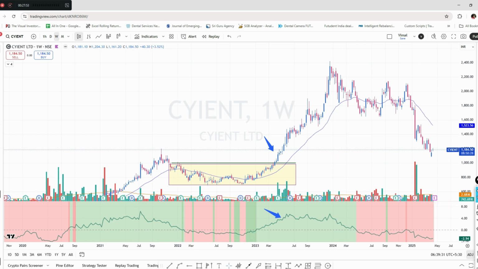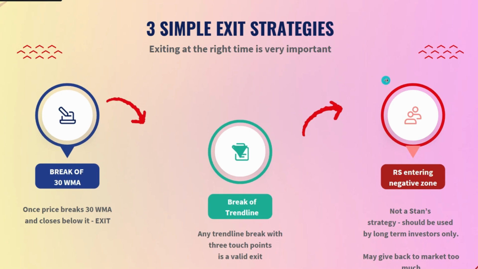So this is how you trade the Stan Weinstein framework. Coming to the exit, Stan Weinstein gives us 3 simple exit strategies. He actually gives us 2, and I had added one third exit strategy also.